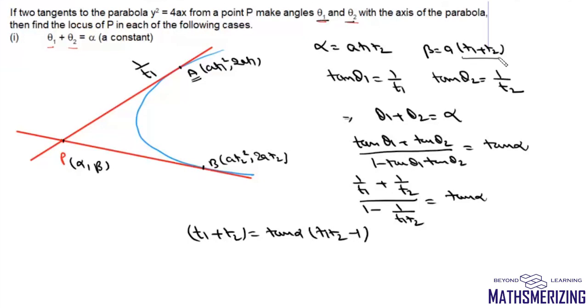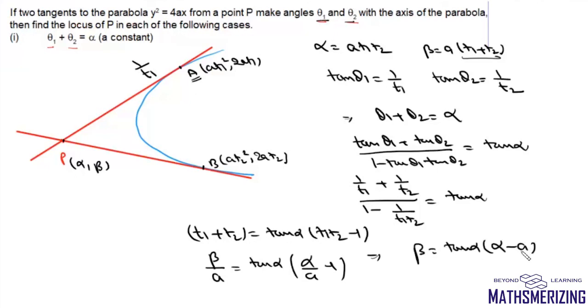Now what's t1 plus t2? It is beta upon a. So we can write it as beta upon a equals tan alpha. And what's t1 t2? It is alpha upon a, so it is alpha upon a minus 1. So we'll get this equation as beta equals tan alpha times (alpha minus a). Now eventually we'll replace beta with y and alpha with x. Actually I should have taken some other point because here the angle given is alpha, but fine. So the answer to this question is y equals tan alpha times (x minus a).